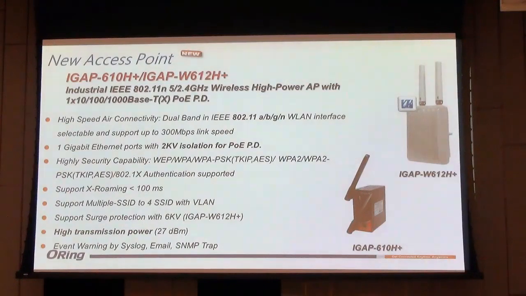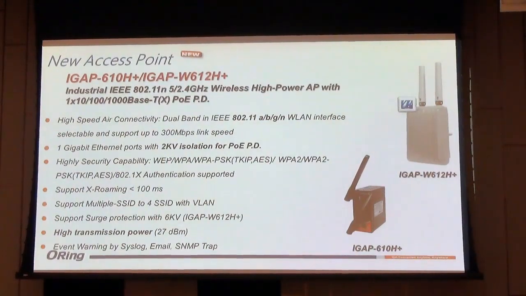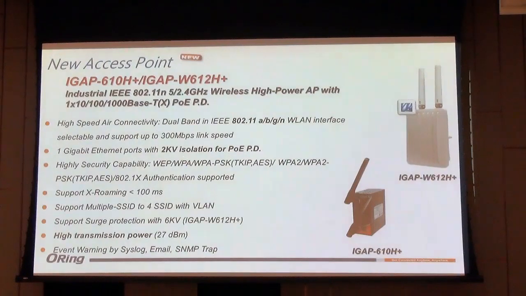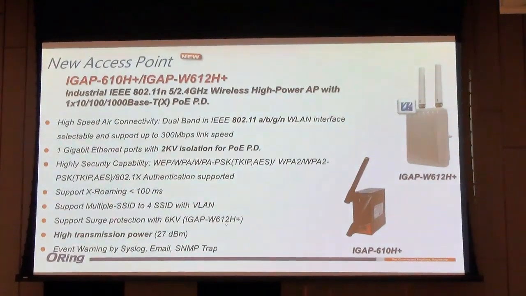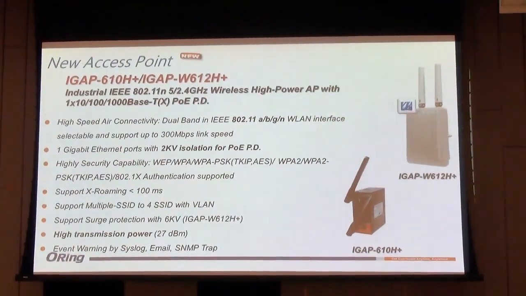This year we released the new access point. The main feature is high power. The high power can reach 27 dBm, and it also provides 11abg standard, and has 2 kV isolation for PoE. We also have the waterproof model. The name is the IGAP-W612H+. The H means high power. The plus means PoE.